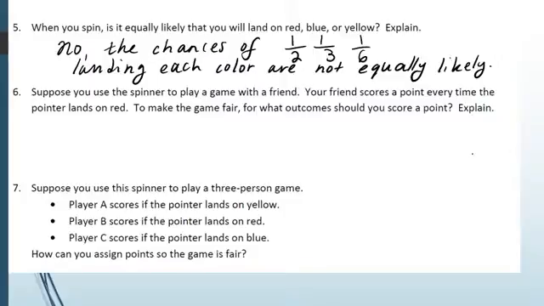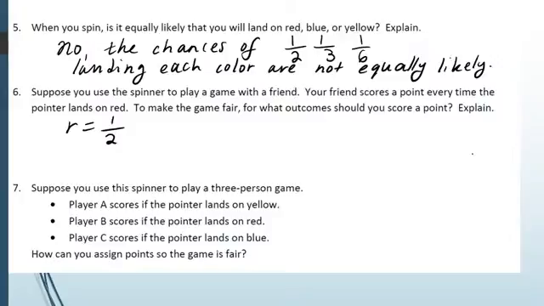Suppose you use the spinner to play a game with a friend. Your friend scores a point every time the pointer lands on red. To make the game fair, for what outcome should you score a point? Well, you know again that red is half of the spinner. So if they get a point for landing on red, which again makes up half the spinner, how can you get a point for the other half of the spinner?